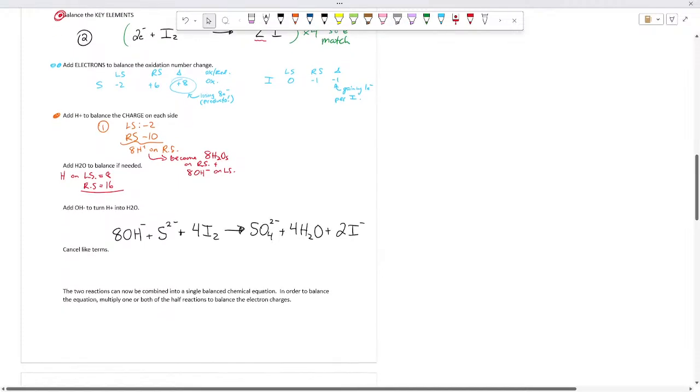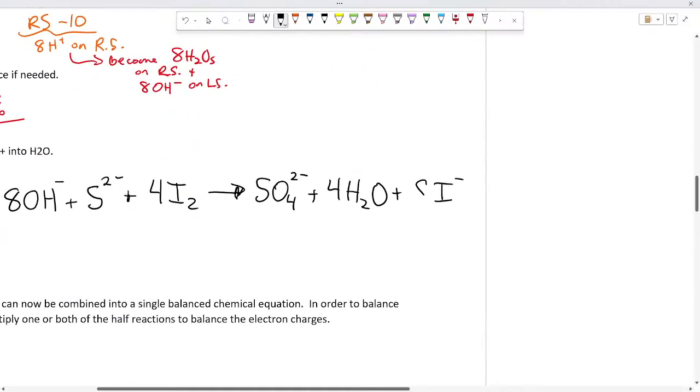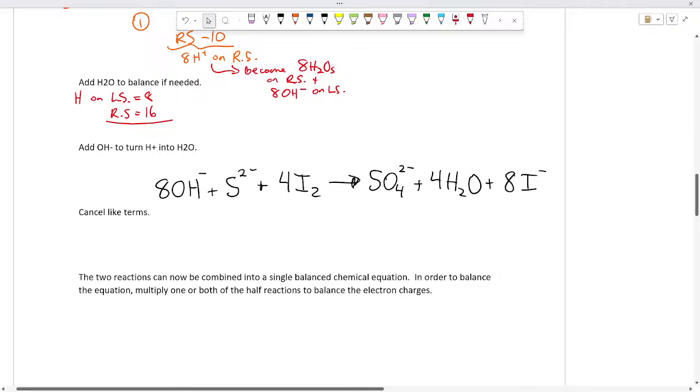How many iodines on the left? And then what did I forget to do over here? Multiply it by, which means this should be 8. See, this is why we check our work. I'm going to pretend that was on purpose, but it wasn't on purpose. I just wrote what you told me to write. Cool. So that all balances.